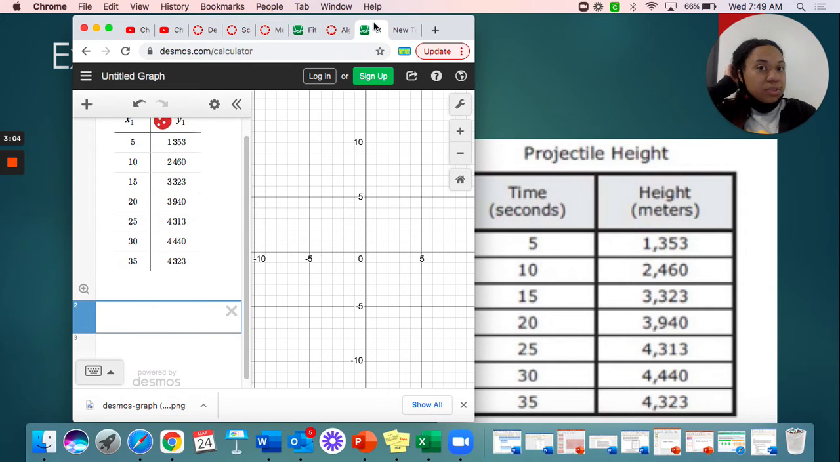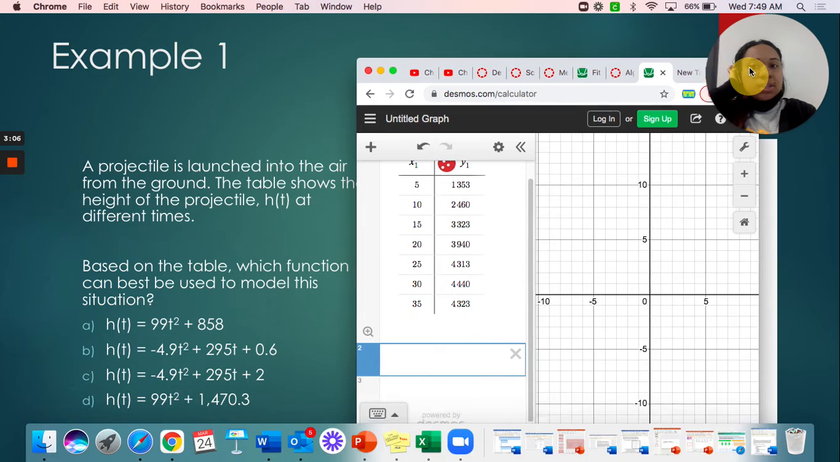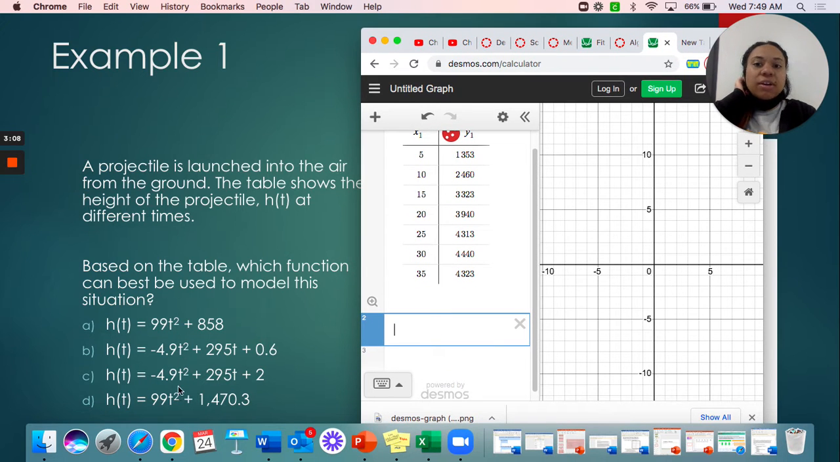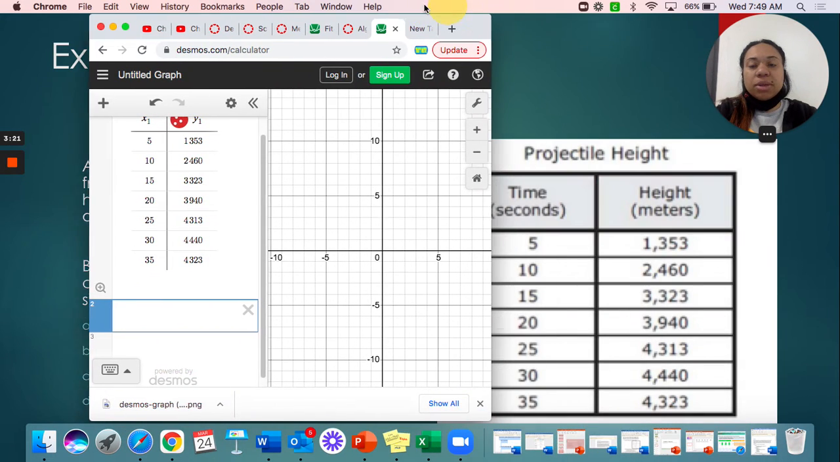And I know this is a quadratic because, one, looking at the answer choices, they all have squares on the variable telling me this is a quadratic. Also, if a projectile is being launched in the air, that's going to go in a parabola, right? Go up and then go down. So this is also going to be forming a parabola.